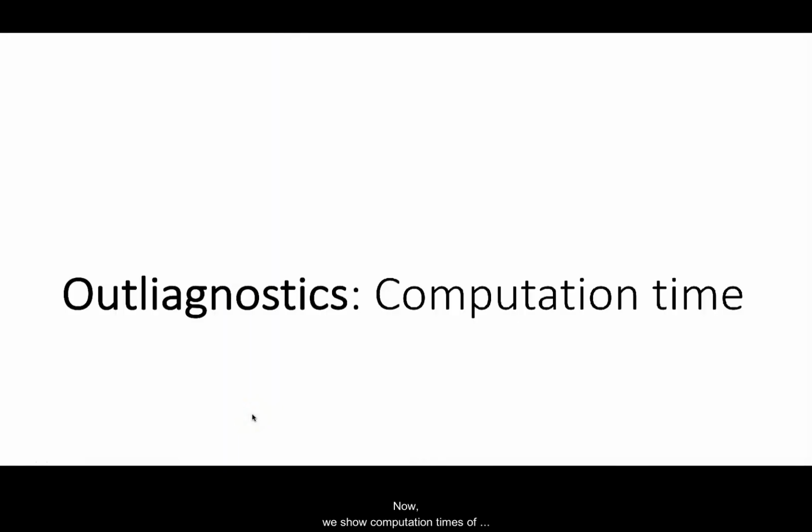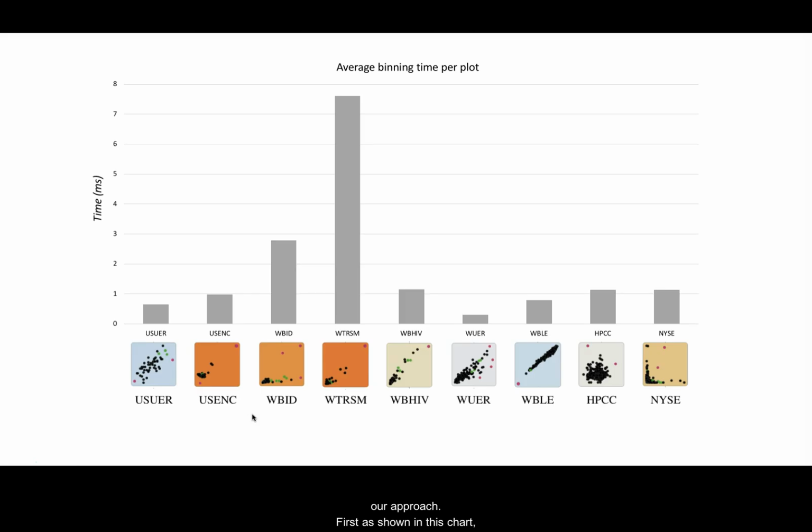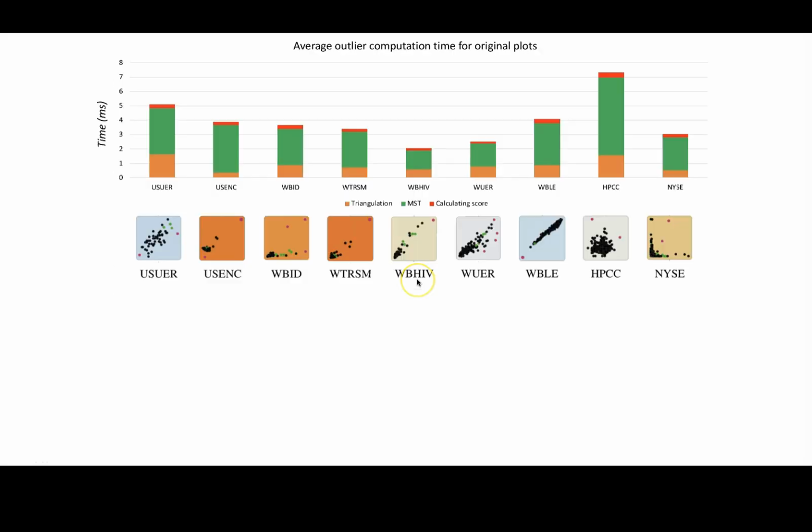Now we show the computation times of our approach. First, as shown in this chart, one dataset takes the most time to bin since the data distribution in this scatter plot is sparse, and hence it takes a lot of time to find the right coverage to guarantee at least 50 leaders. In contrast, US unemployment rates and the world unemployment rates are well spread and take less time to bin. Notice that the same binning is reused for all leave-one-out plots.